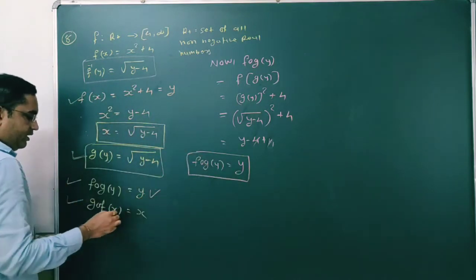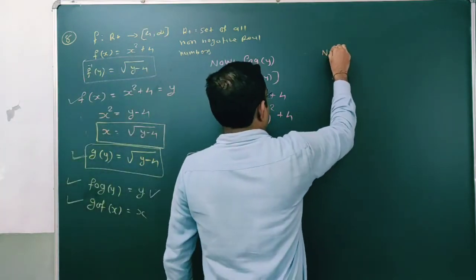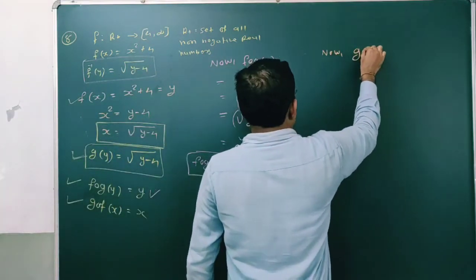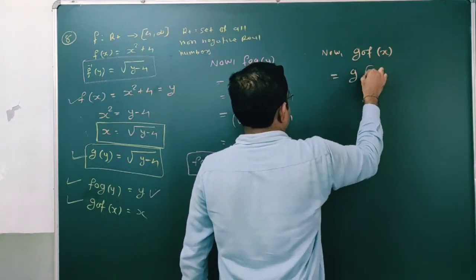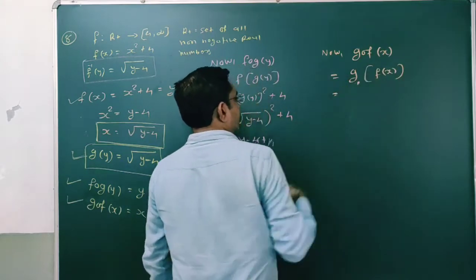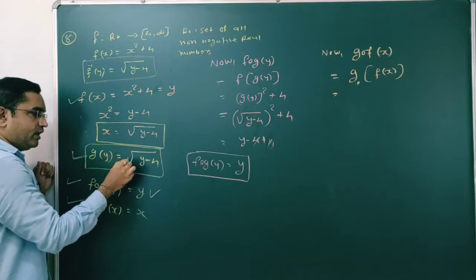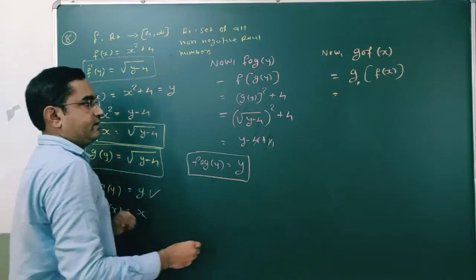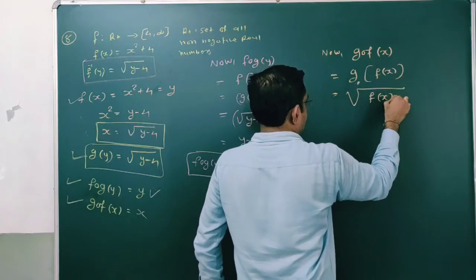The first proof is done. Similarly we have to prove gof x equal to x. So now the second one, gof x. So what is gof x? It's g of f of x. Now what is the definition of function g? g is of y. If it is y, it will take square root of y minus 4. So if it is f of x, it will take square root of f of x minus 4.